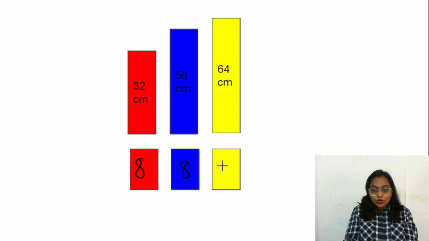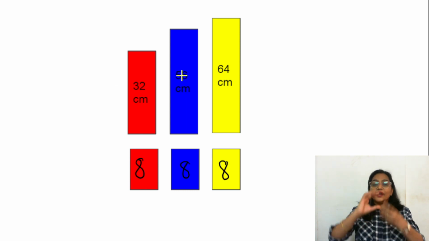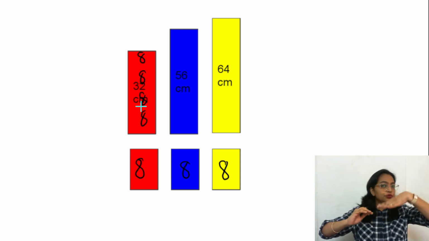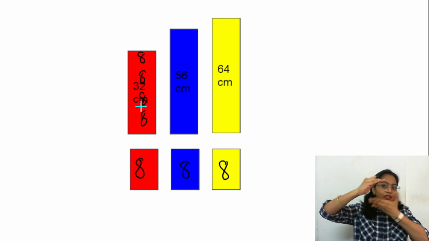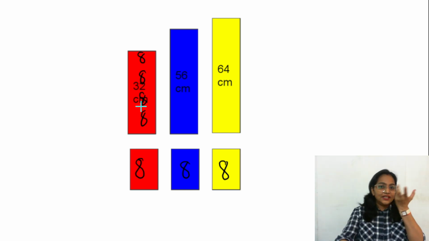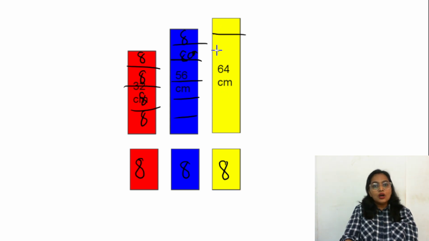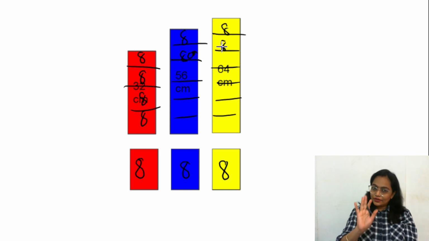8 centimeters. So if you cut these ribbons into 8 centimeter pieces, then this 8, 8, 8, you will cut this 32 centimeter ribbon into 4 parts. Each part will have 8 centimeter length. Likewise, this blue ribbon, 7 parts will be there. Each part will have 8 centimeter length. Likewise, this yellow ribbon will be cut into 8 equal parts, and each part will have 8 centimeters of length, right?